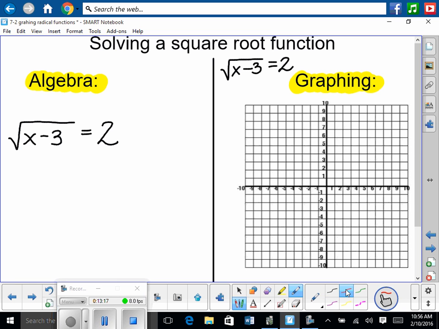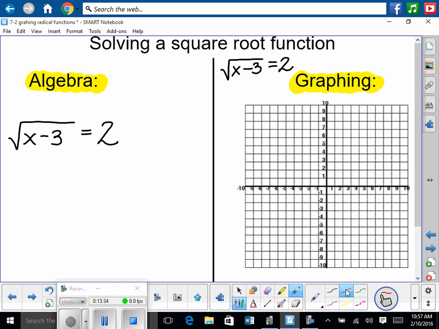So here's how we would go about solving the square root function algebraically. Now, you have to understand a couple things. To solve a square root function, you have to isolate the radical. So this is a radical. Do you see how it's isolated? Nothing is added to it, nothing subtracted to it. Okay, it's isolated. Now we have to undo the radical.